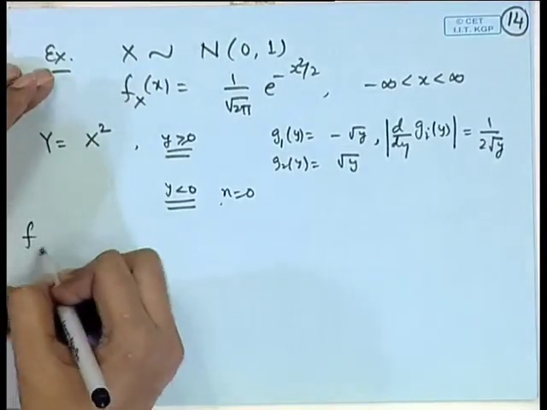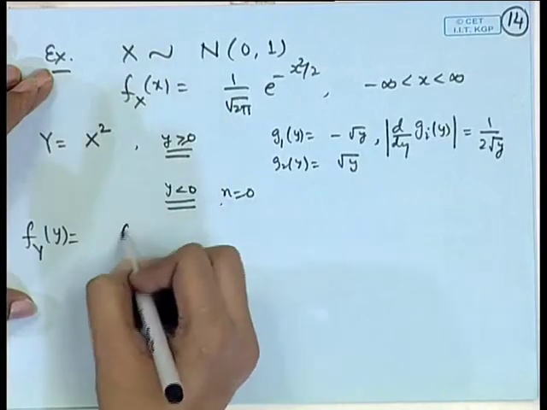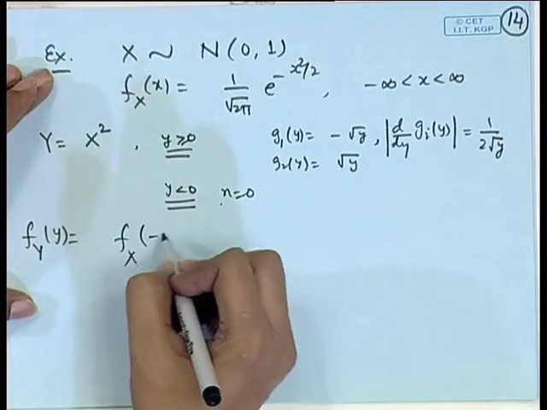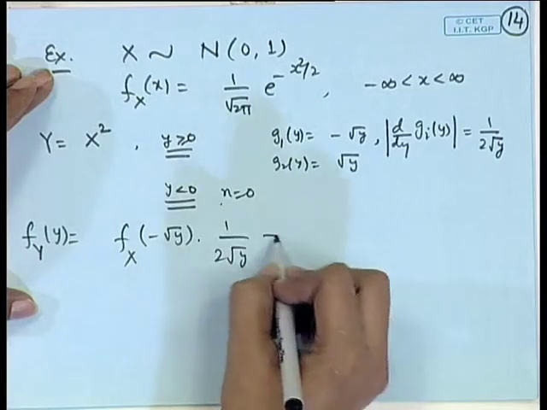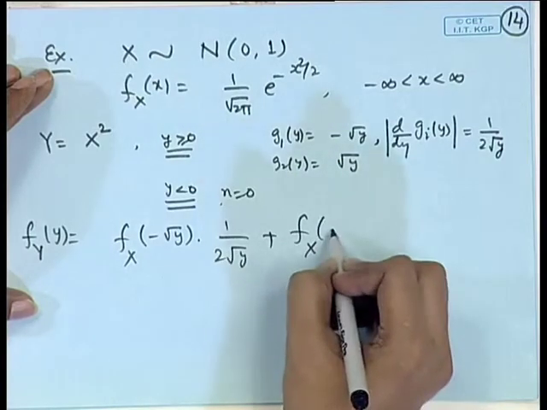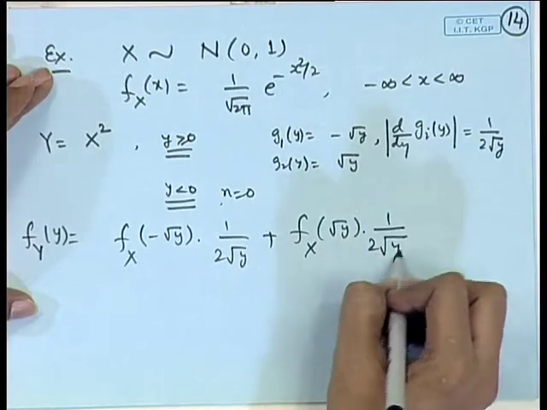So, the density function of y is the density function at x is equal to minus root y multiplied by 1 by 2 root y plus the density function at plus root y multiplied by 1 by 2 root y.